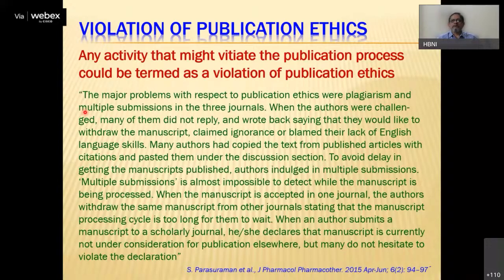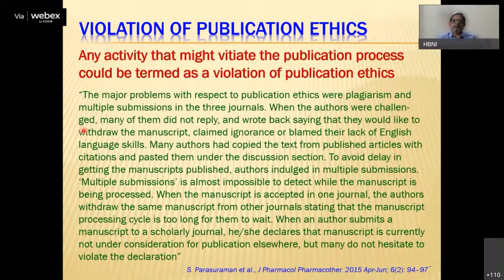The authors were, of course, talking about a particular case study in this paper, and they did a case study with 3 journals. When the authors were challenged, many of them did not reply. Some wrote back saying they would like to withdraw the manuscript, or they claimed ignorance or blamed their lack of English language skills. So these are all what are called convenient excuses.